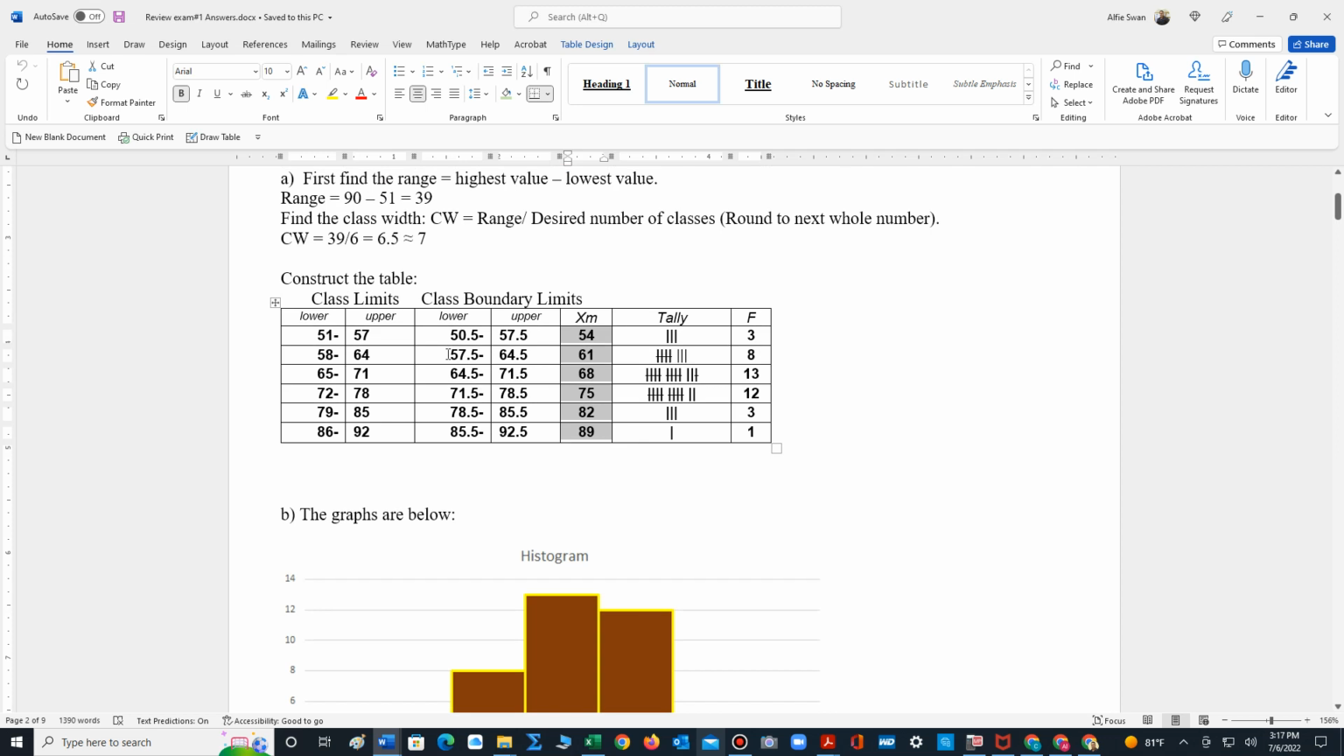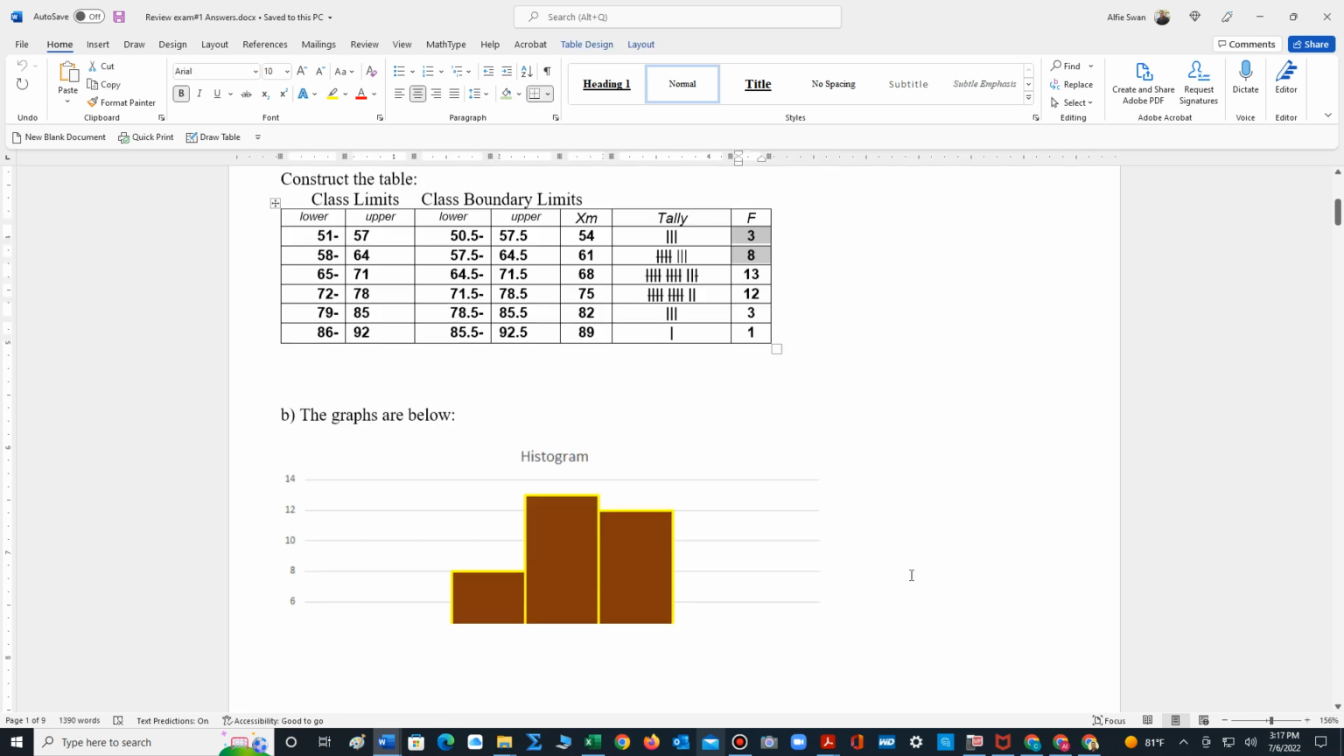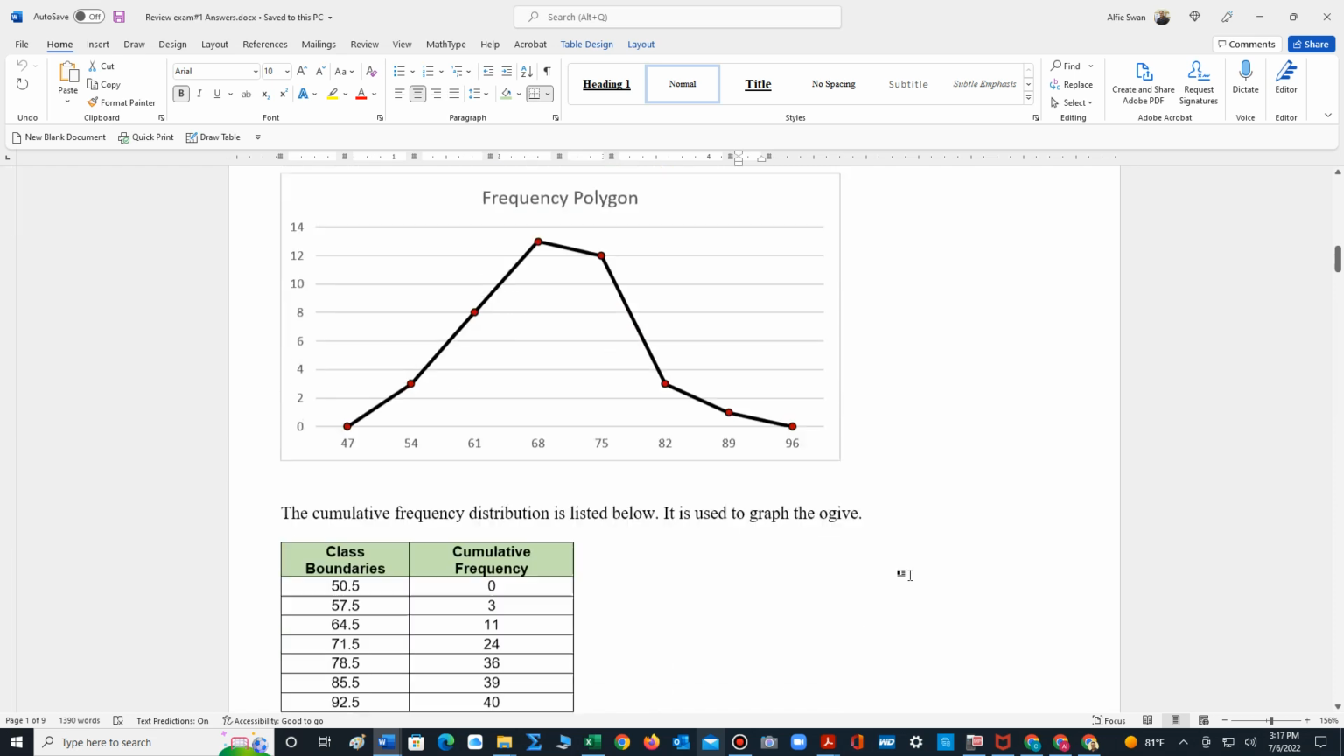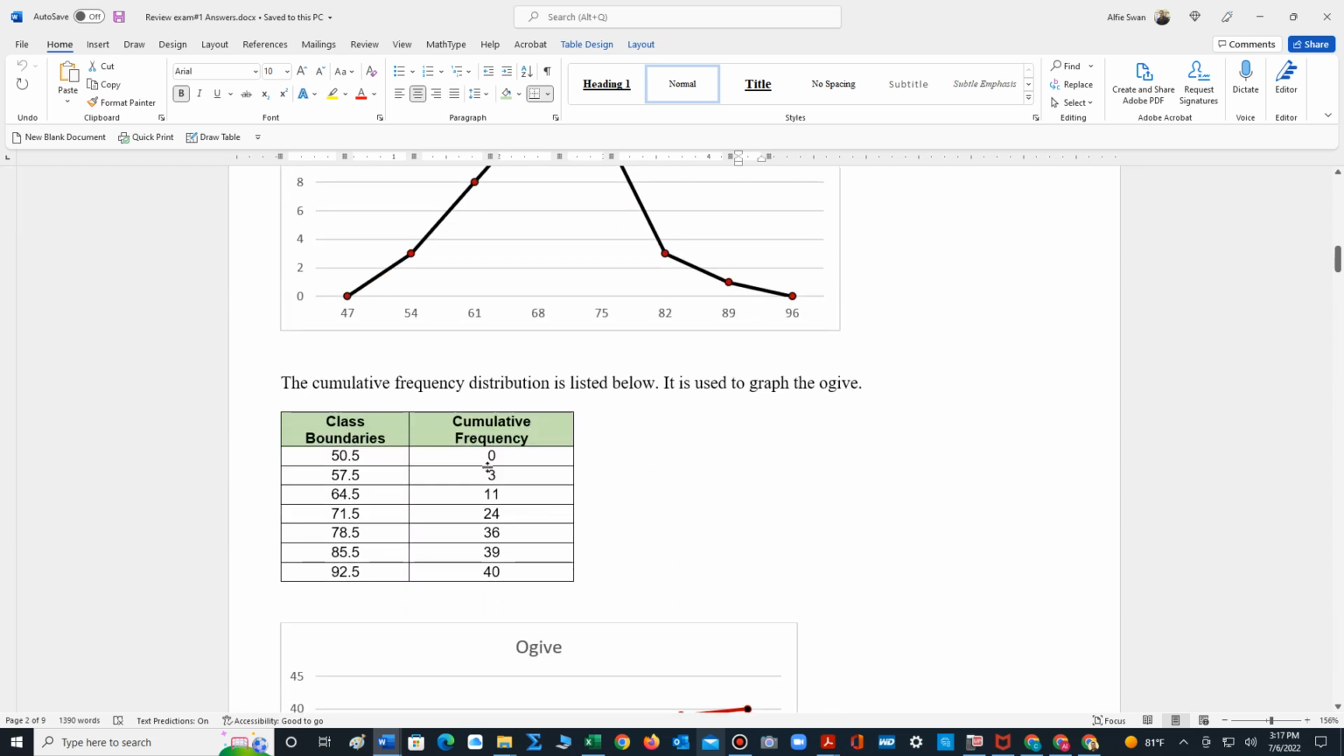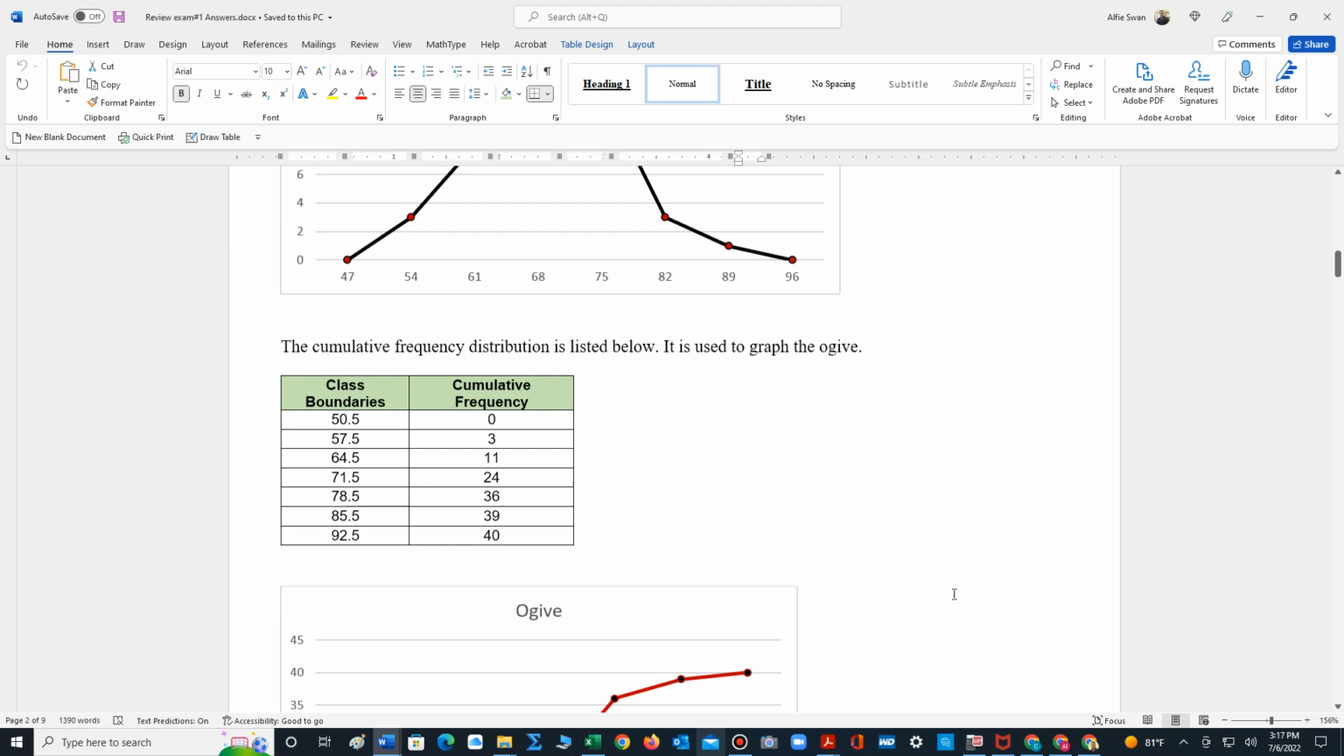move on to the second class boundary limit, and 3 is the frequency that precedes that second class boundary limit. And then the third class boundary limit, the frequencies that precede it are 3 and 8. So we add 3 and 8 to get 11. And so that's how we have 0, then 3, then 11, and then we add 13 to get 24, and so on, until we compute all the cumulative frequencies.